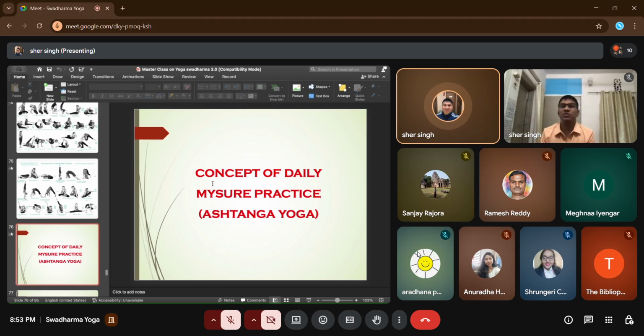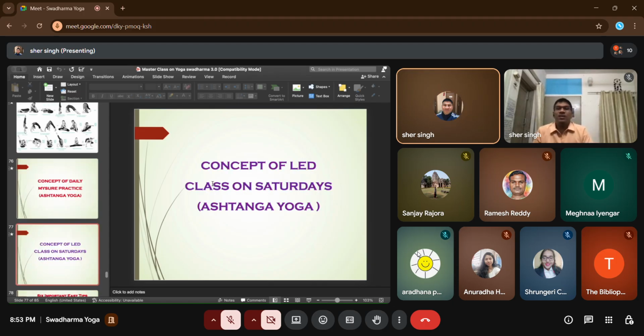And what is daily Mysore? Daily Mysore means we practice all the asanas on a daily basis. The teacher only guides us, saying do this asana, but the teacher never demonstrates. We just go there, put down our mat and practice. So this is the concept of daily practice. We practice 6 days in a week.